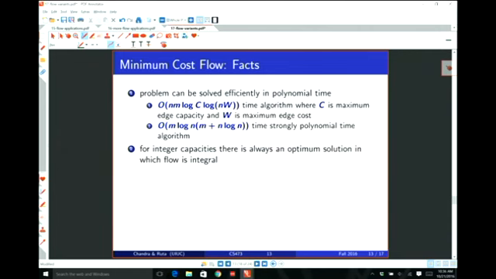And moreover, the following property is also true: if the capacities are integral, then there exists a minimum cost flow which is integral. Remember, cost can be arbitrary. As long as the capacities are integral, there is always a minimum cost flow which is integral. That's very important in the assignment problem, right? Many of these applications require you to have the flow being integral. And you can still have the flow being integral as long as the capacities are integral. So that's very important.